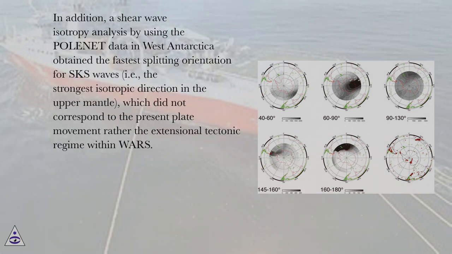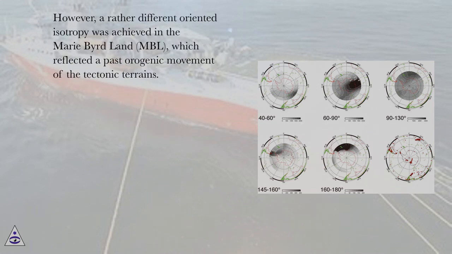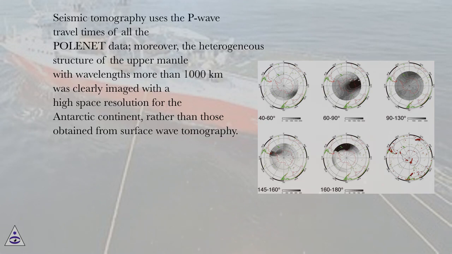In addition, a shear wave anisotropy analysis by using the POLENET data in West Antarctica obtained the fast splitting orientation for SKS waves, i.e., the strongest anisotropic direction in the upper mantle, which did not correspond to the present plate movement, but rather to the extensional tectonic regime within WARS. However, a rather different oriented anisotropy was achieved in the Marie Byrd Land, MBL, which reflected a past orogenic movement of the tectonic terrains.